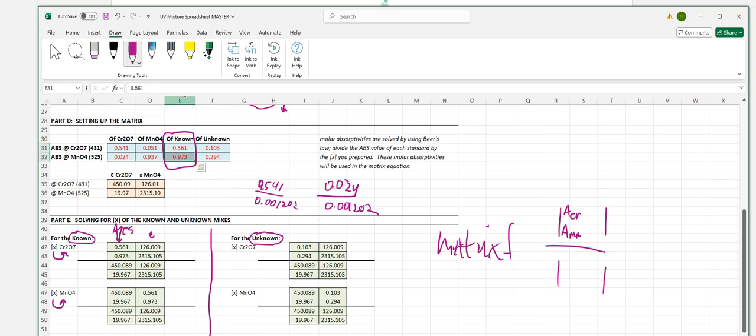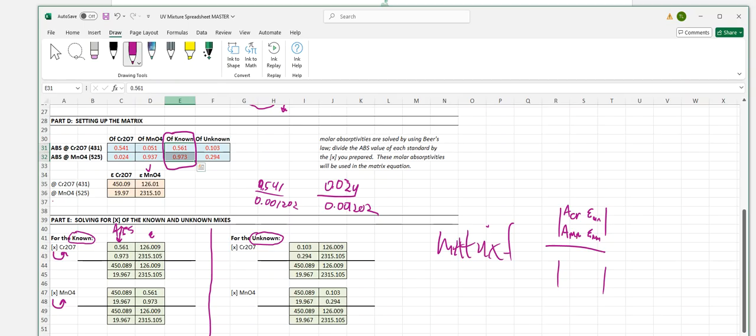So these molar absorptivities, this is the molar absorptivity at the manganese's wavelength. This is the molar absorptivity of manganese at the two different wavelengths that were run. Those you just copy down, really all that you need. Hit equal and click 126. Hit equal and then click 2315, and it copies those numbers down there.